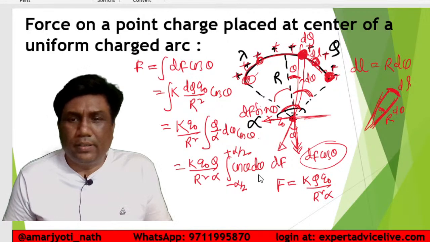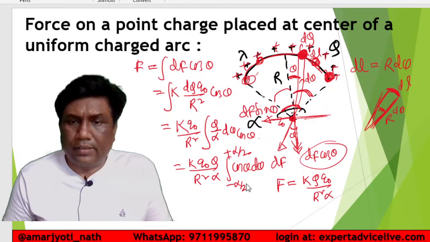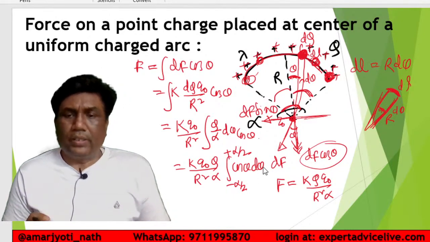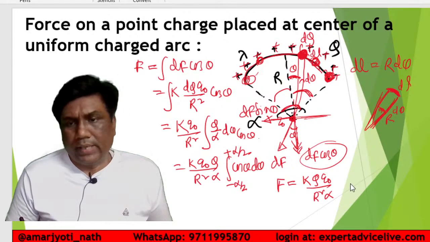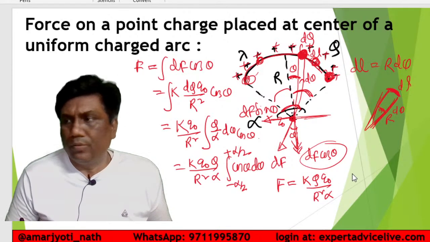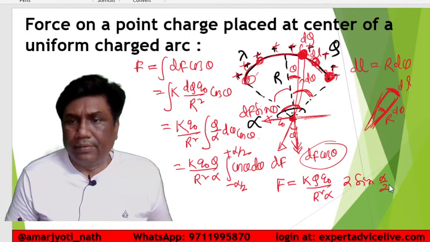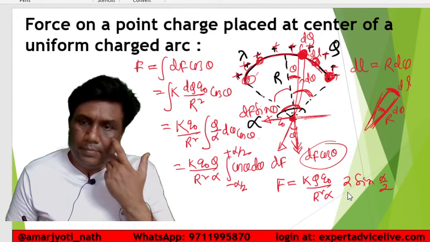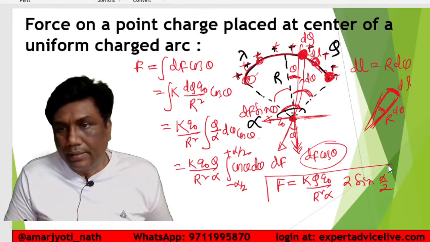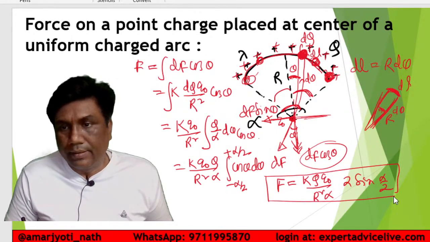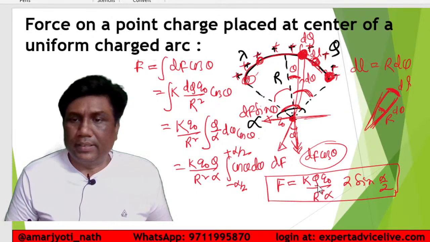Cos theta d theta is nothing but sin theta only, and then interchange the limits also. So sin theta: sin alpha by 2 minus sin minus alpha by 2. So it means 2 sin alpha by 2. So ultimately this is the expression in terms of alpha and q, that is the total charge.